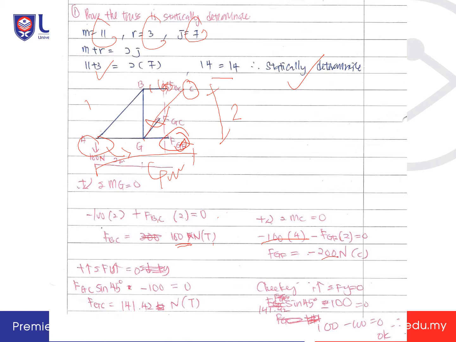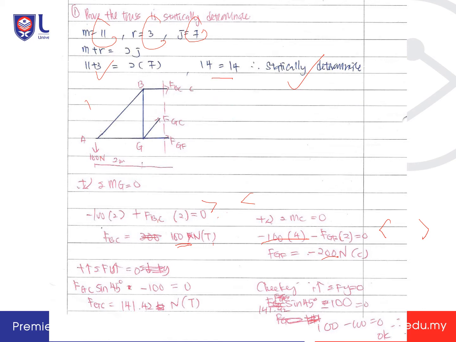Negative means it is compression, and it means that it is not moving outwards from this point, but the force is moving into this point. So the force is doing like this, and the tension just now is like this. So now you got FGF, which is negative 200. Now you already found the two forces, and the remaining one is FGC. For FGC, you have two components, the vertical and horizontal component. So let's move to this.